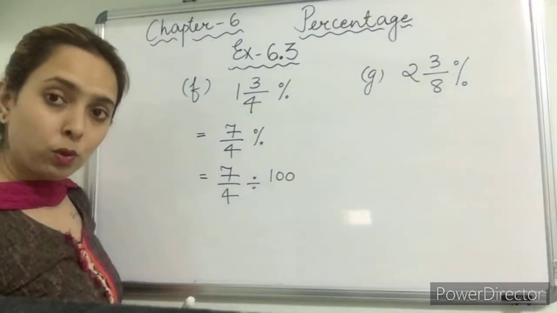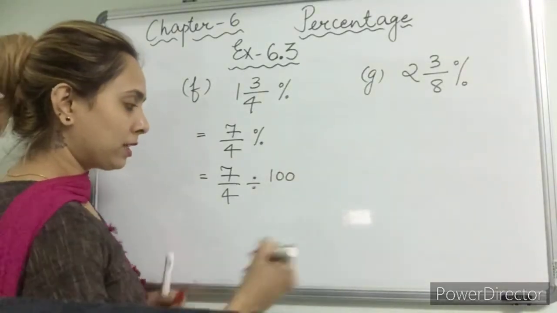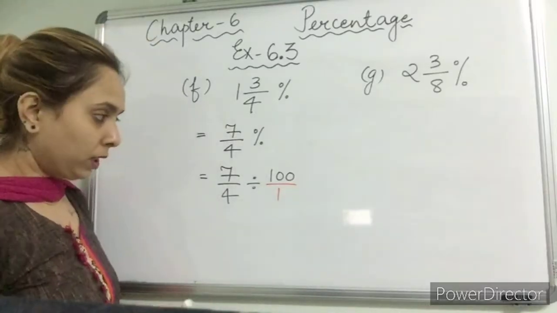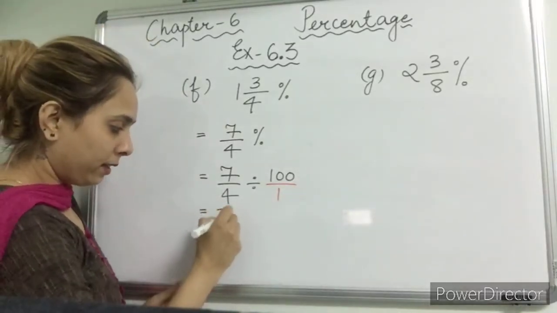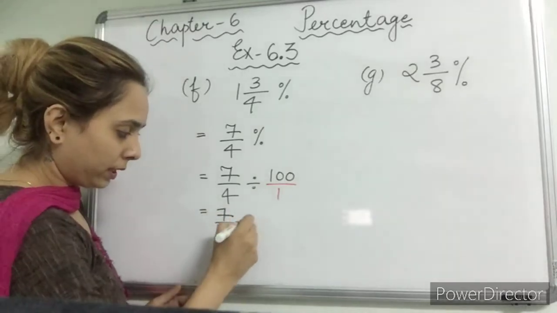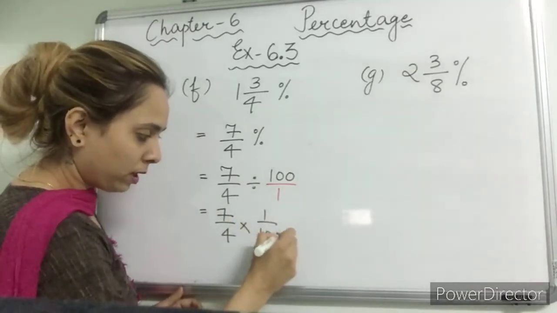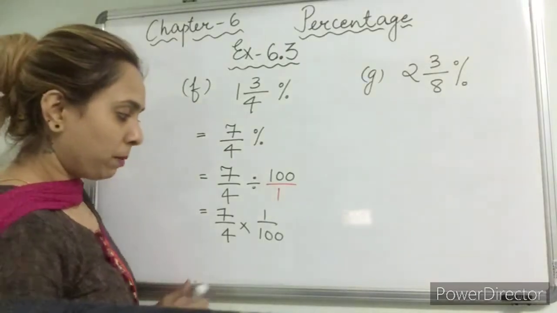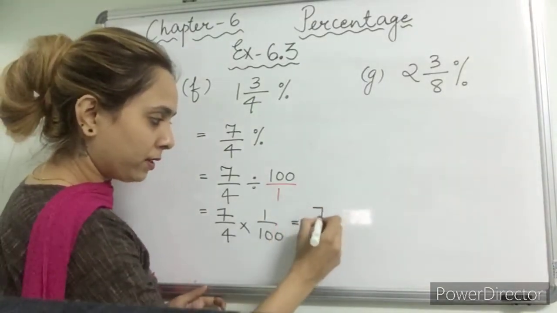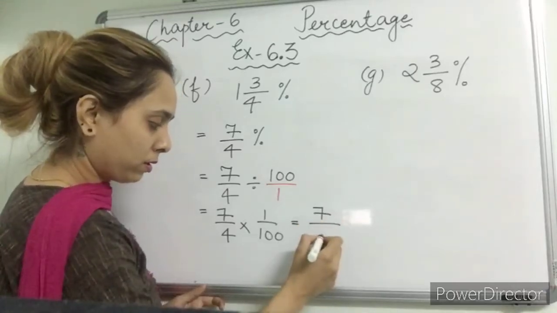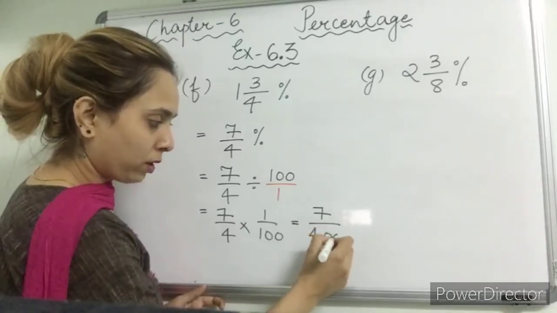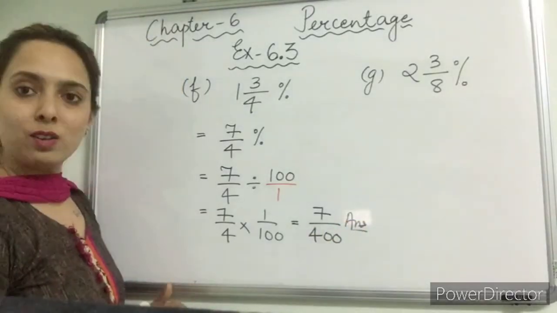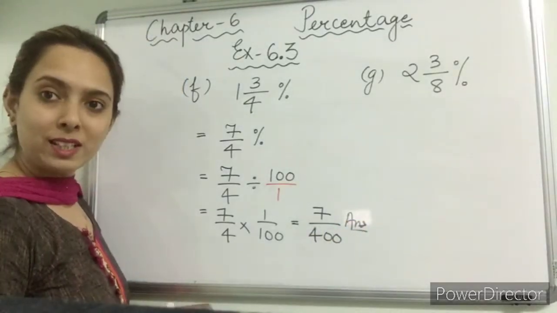So we all know the procedure is the same. We will put the multiply sign and write the reciprocal, 1/100. So nothing is divisible by any number. So 7/400 is the answer. So simple. I hope it is clear.